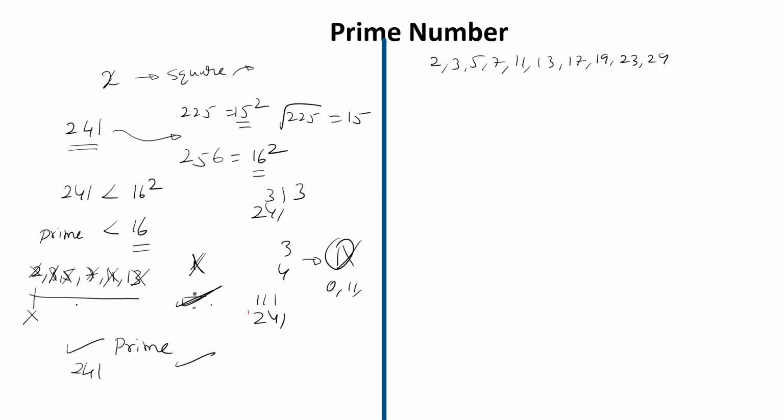So if 241 is divisible by any of these numbers less than 16, then we can say it is not a prime. Yeah, you can check many numbers. First we have to find the square roots. That is the reason squares and square roots are important for finding whether a number is prime or not.